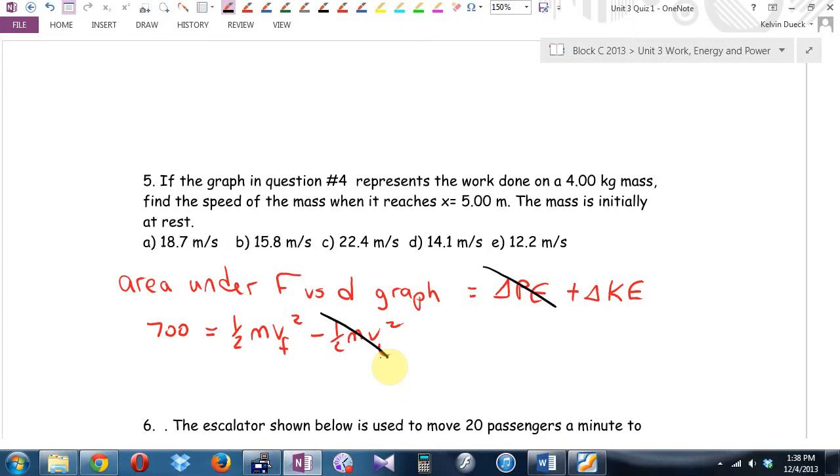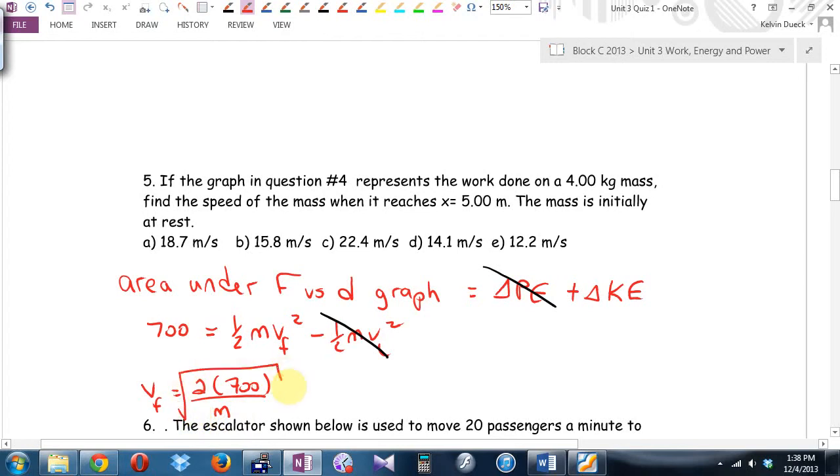Whoa, what are we trying to find? Oh, speed. So I guess the final speed is going to be 2 times 700 divided by the mass, and then square root to get the v by itself. It's going to be the square root of 2 times 700 over 4. Well, 2 divided by 4, that's the same as 1 over 2. This is really 700 divided by 2. It's the square root of 350. Not very nice.